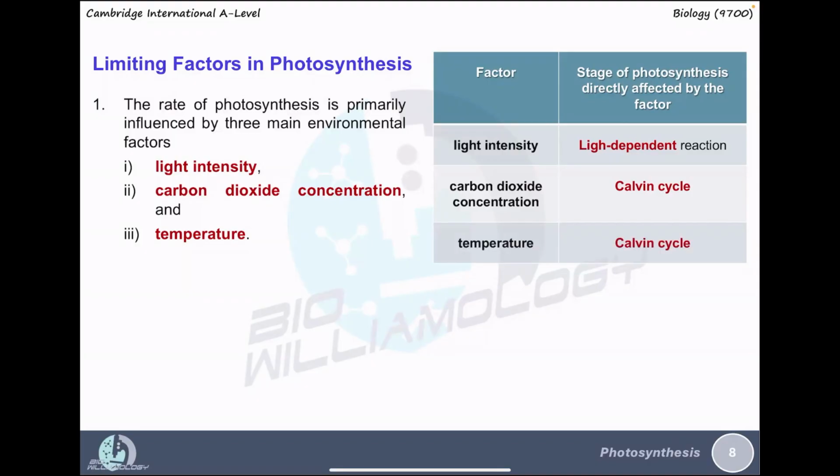And last, temperature affects the Calvin cycle because every single step in the Calvin cycle depends on enzymes. Even though in the light-dependent reaction we have a few enzymes involved, the effect of temperature directly affects the Calvin cycle more than the light-dependent reaction.